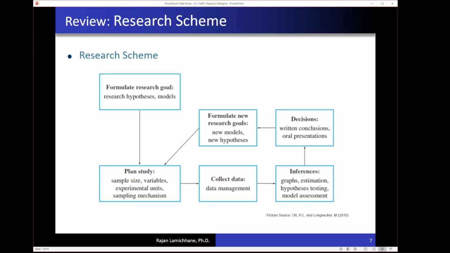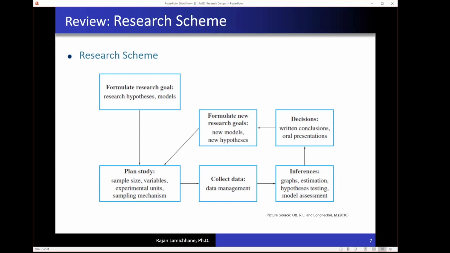And here is a general research scheme for any kind of research. First, you formulate your research goal, and you then identify your hypothesis based on the research goal. And once you identify your hypothesis, then you have some idea, okay, I'll implement some kind of models. And then once you have these goals and hypothesis clearly stated, then you plan your study.